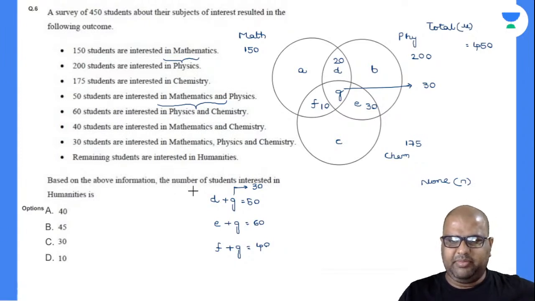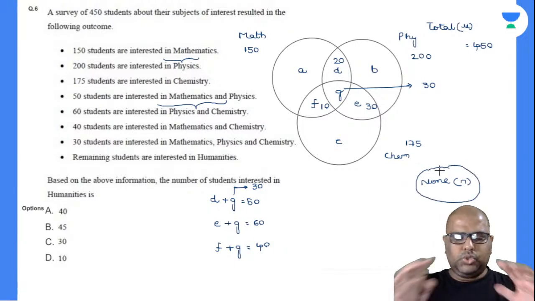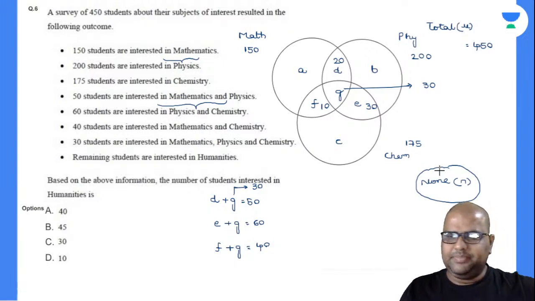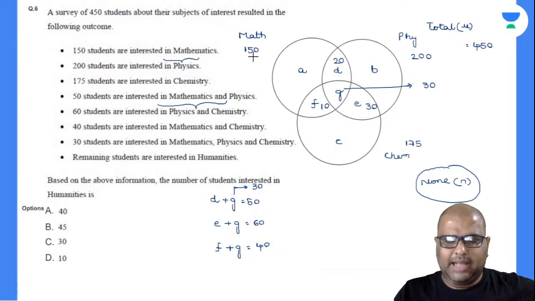Based on the above information, you are asked to find out the none value. None value is nothing but those who are not physics, chemistry and mathematics. Matlab they are humanities. So let us find out all these values, then we will get the answer there. Now the total circle of math is 150. This is 10, 30, 40, 40 plus 20, 60. So automatically A value will be 90.